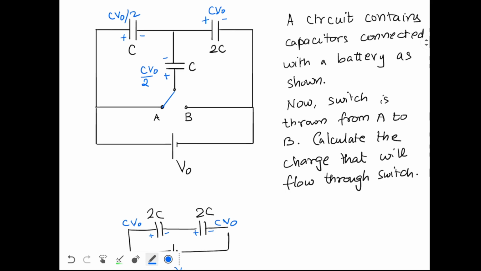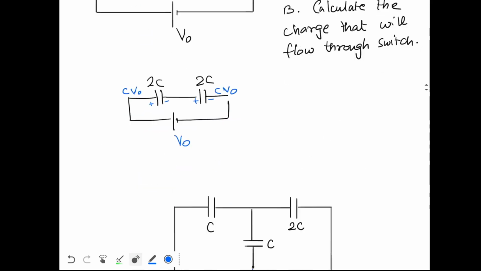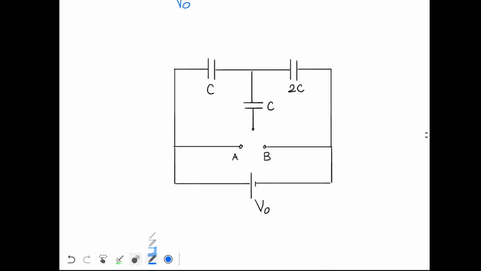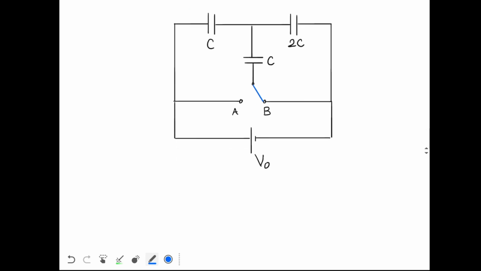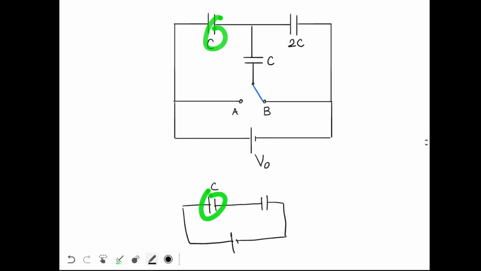Now let's change the switch from its position A to its position B. So this is our new circuit, and again we need to calculate the charge distribution for it. 2C and C are now in parallel, so we can redraw the circuit. This is your capacitance C over here, and 2C and C are in parallel, so their net capacitance will be 3C over here.